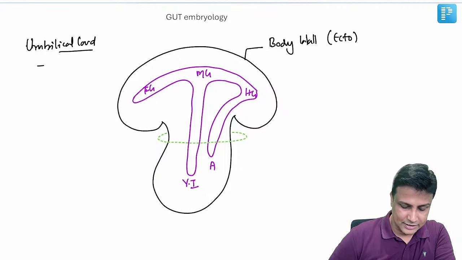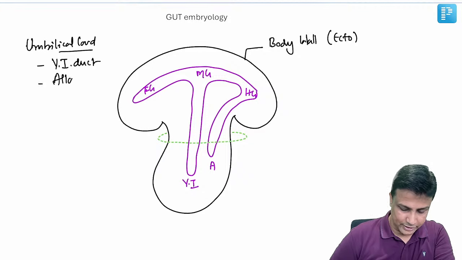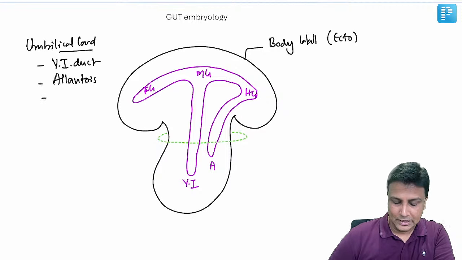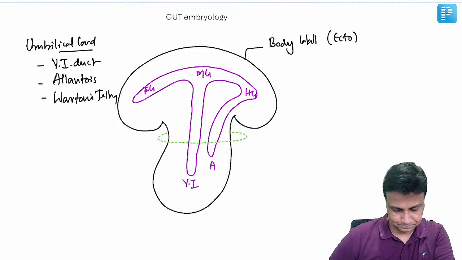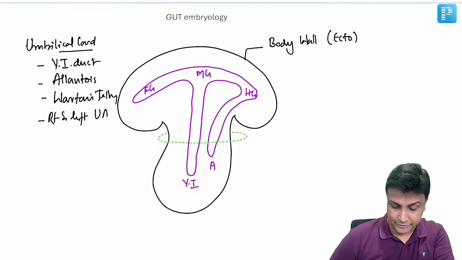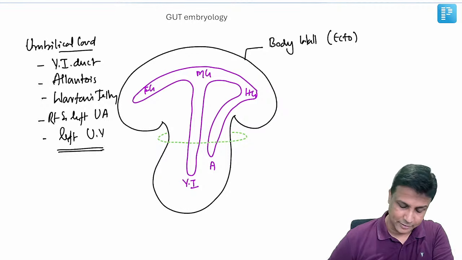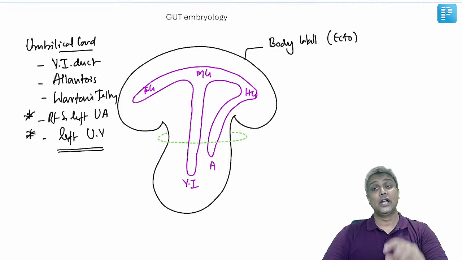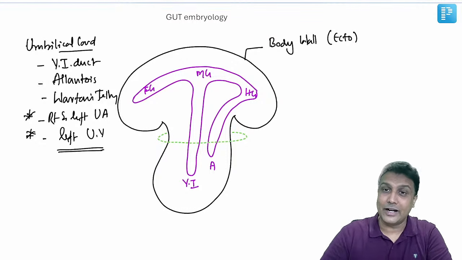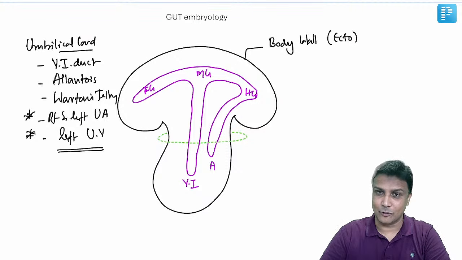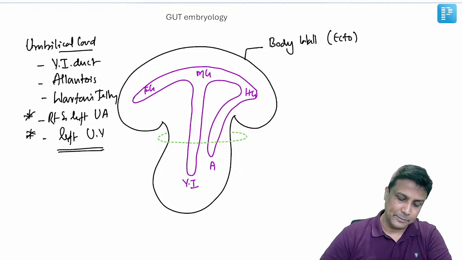Number one, you are able to see the vitellointestinal duct. Number two, the allantois. Number three, which you are not able to see there, a jelly-like substance known as Wharton's jelly. And then there will be right and left umbilical arteries, whereas there will be only the left umbilical vein present. Please be careful with this one. Recently this was also asked in your exam. Both arteries are present, but when it comes to the vein, only the left umbilical vein is present. Now welcome to the MCQs here.